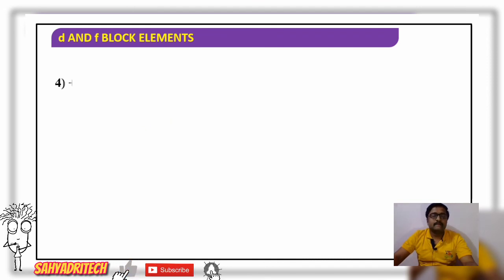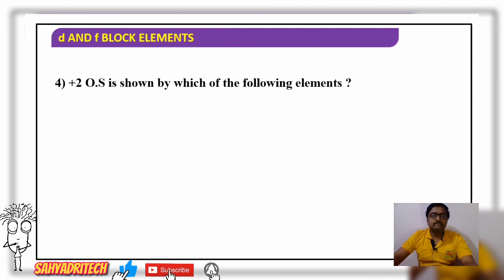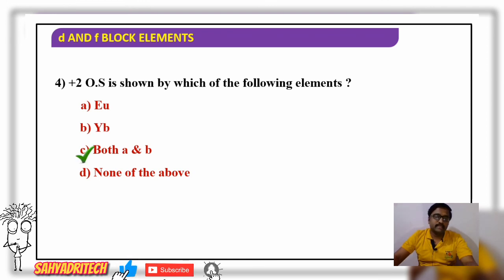Next one: +2 oxidation state is shown by which of the following elements? First one, A, europium, B, terbium, C, both A and B, D, none of the above. What is the answer? Answer is A and B, that is, both A and B. Europium also shows +2 oxidation state, ytterbium also shows +2 oxidation state. So option C is correct.